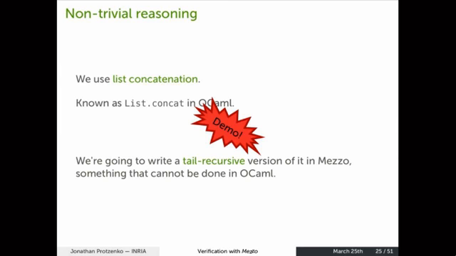And the big example that I'm going to show you is that I'm going to write a tail recursive version of append. So we can already write a tail recursive append in ML by doing two passes. First rev append and then rev. But we can write it in one pass in Mezzo, and that is something that you cannot do in OCaml without resorting to unsafe implementation techniques. So how do you do tail recursive concatenation of lists in one pass?